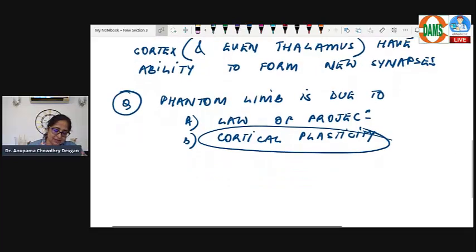Still, cortical plasticity, multiple correct answer. Why will they ask you? Cortical plasticity is a more recent observation. Again, these are variable depending on the patient, not necessarily for the whole life of that amputee.